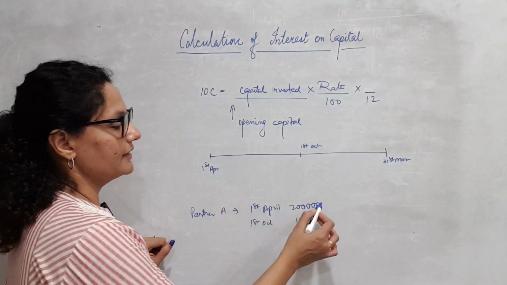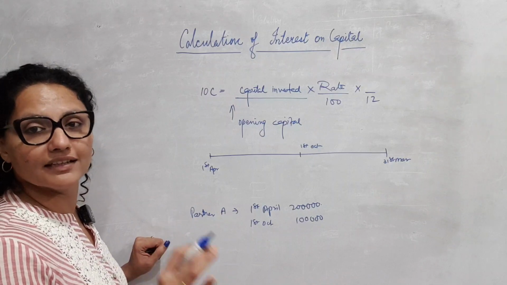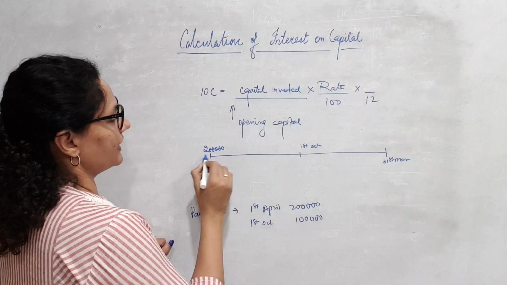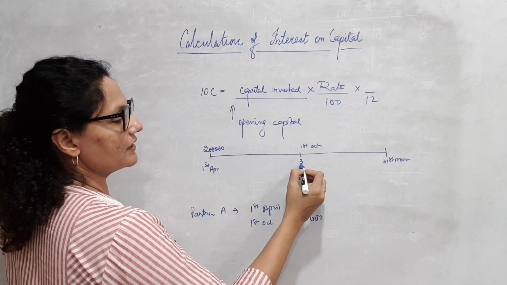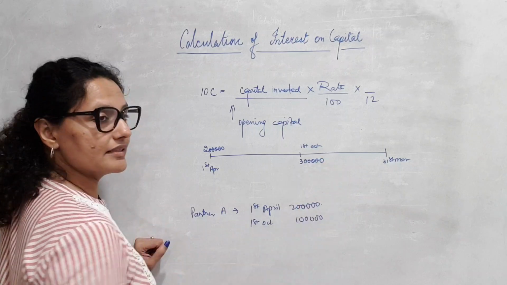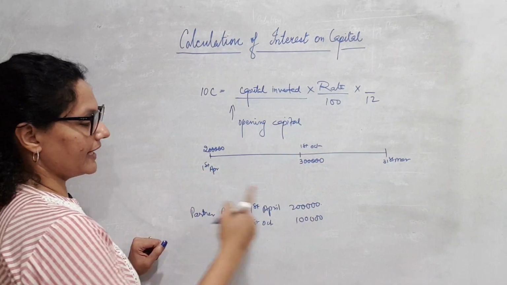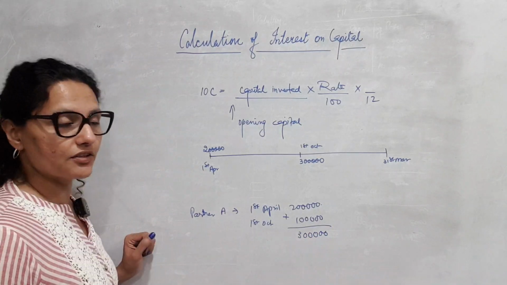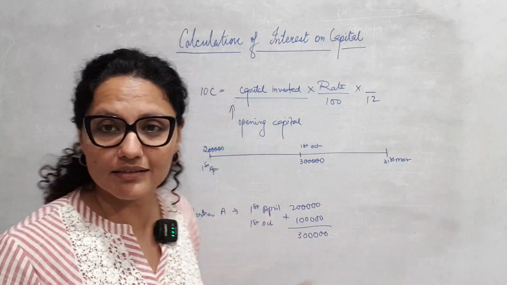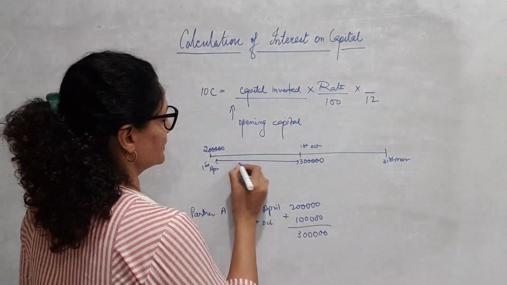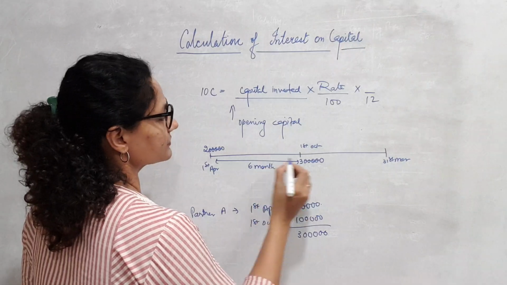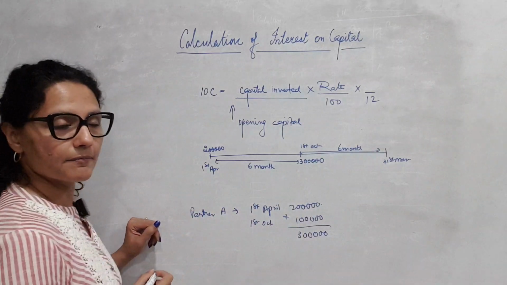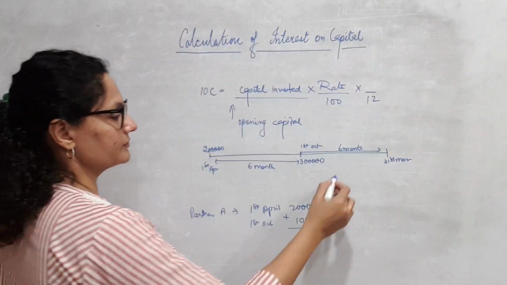Of course, you can see that the capital is changing during the year. So here 1st April he invests 2 lakhs and the additional 1 lakh comes here. So here your capital becomes 3 lakhs, isn't it? On 1st October, when A brings in this additional 1 lakh, his capital becomes 3 lakhs and it remains 3 lakhs for the next 6 months. So from here to here, it's 6 months and another 6 months here. Okay? So how do we go about interest here?